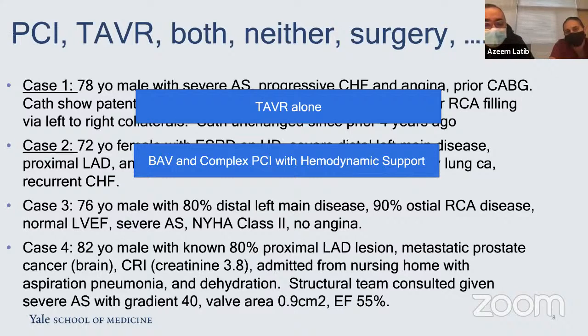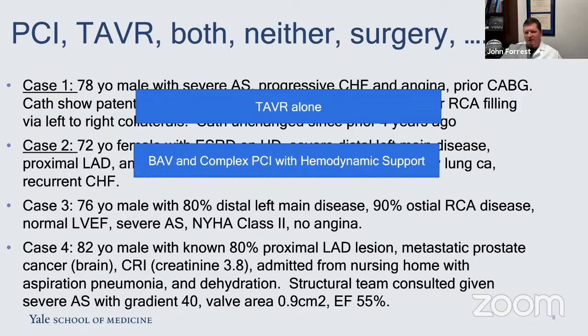Yeah, I think, a little bit, John, people underestimate the value of doing a BAV. And it doesn't have to be an aggressive BAV, just a small balloon. It gives you a lot of wiggle room and makes the procedure just a little bit safer. And the patients tolerate more complex PCI in a better way.